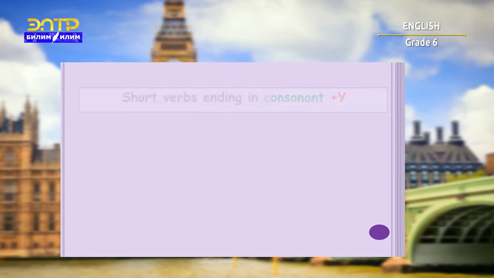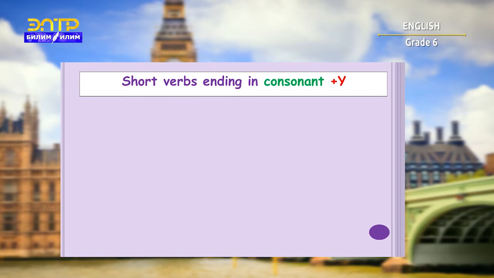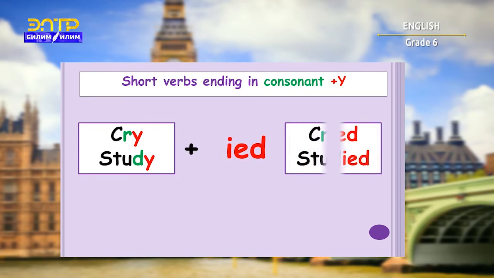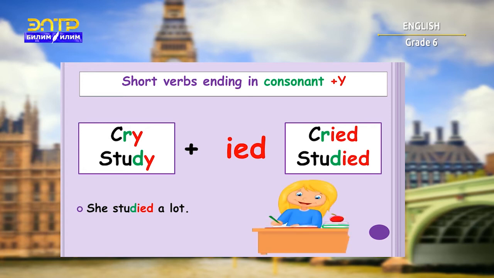However, if your verb ends in consonant and the letter Y, we take away the letter Y and put IED ending instead. For example, cry, cried. Study, studied. She studied a lot.